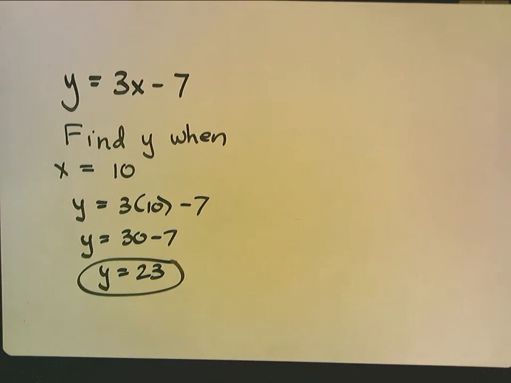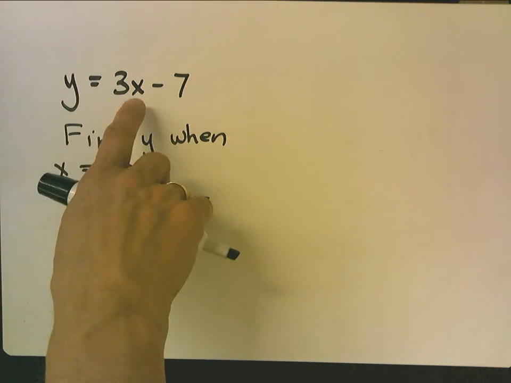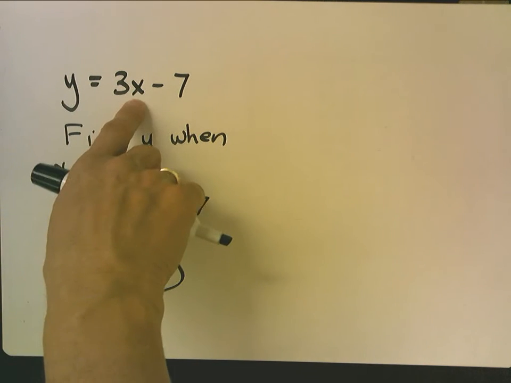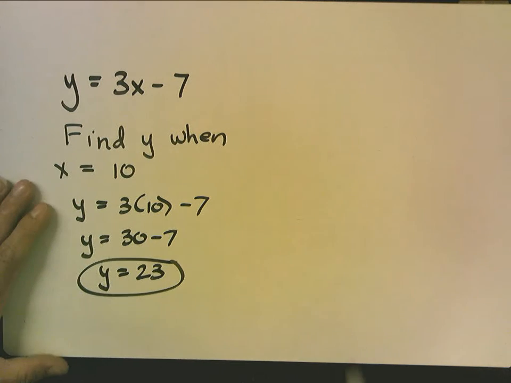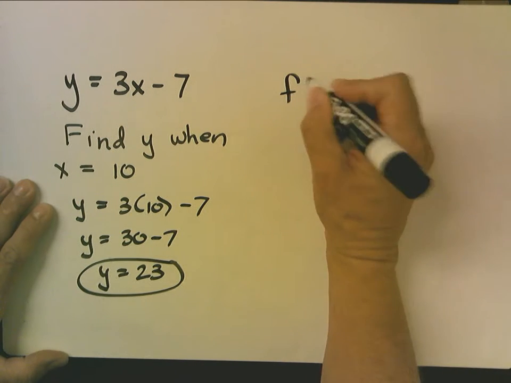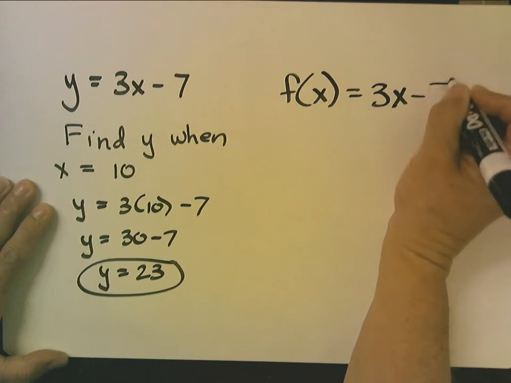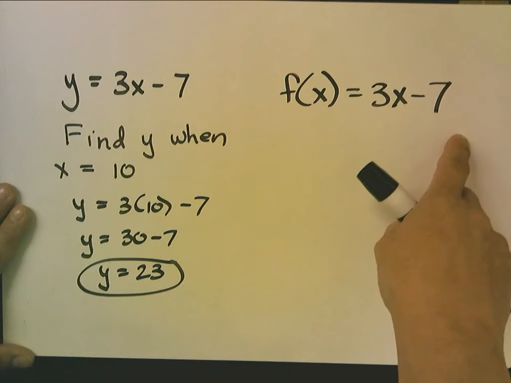Another way is using function notation. Now, we know that x is independent, y is dependent. Y is dependent upon x. Y is a function of x. So instead of calling it y, let's call y a function of x. So this is read "f of x" equals 3x minus 7.